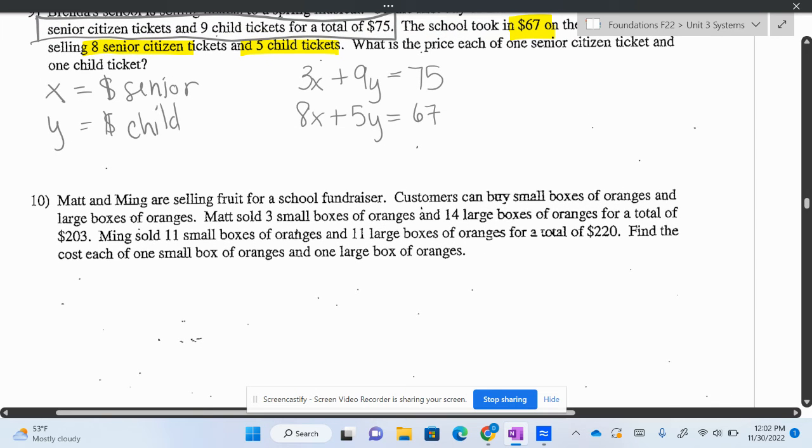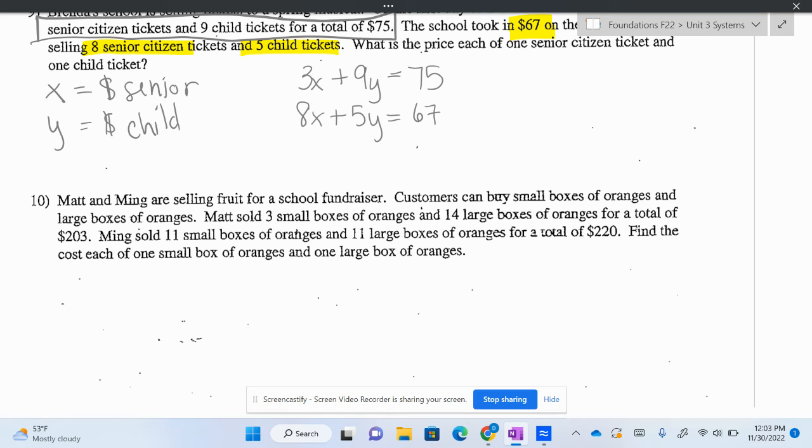What do you mean add it all together? I would use elimination. Yes. But you want to make sure that one of those cancel out.